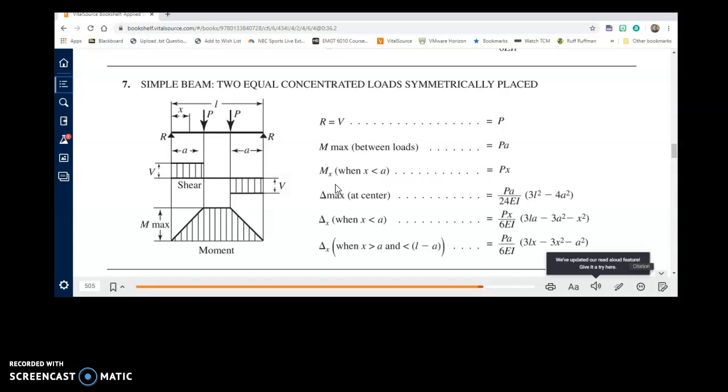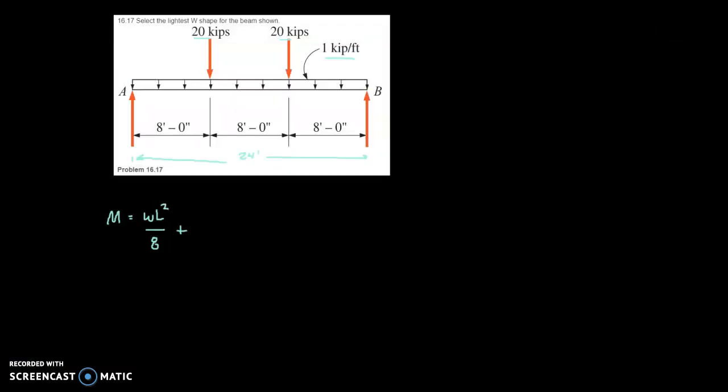What we want to find again is the maximum moment, which is going to occur basically anywhere in between these two loads. When put into combination with the distributed load, that means our maximum moment is going to occur at midspan. And so that maximum moment is just equal to P times A. So I've got WL squared over 8 plus PA is going to give me the maximum moment on this beam caused by these two different types of loads.